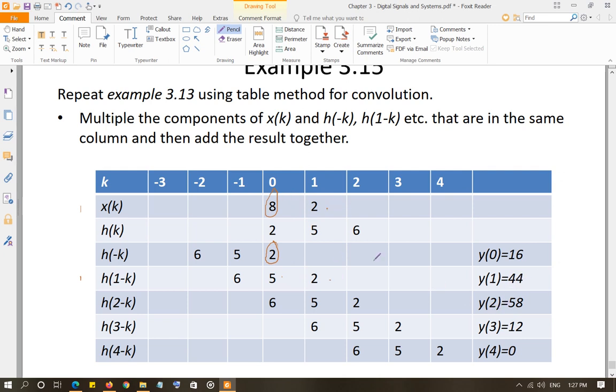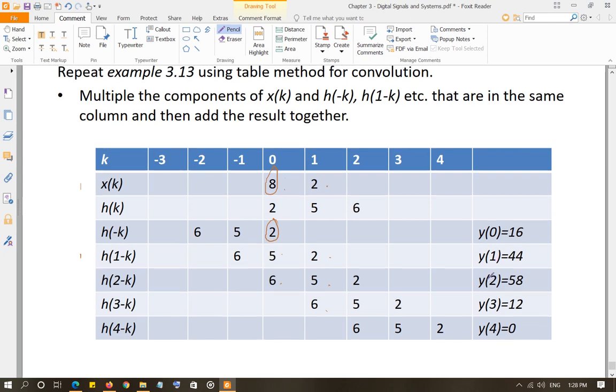The result will be 44. Once again, you shift 6, 5, 2 one more time. Which components are aligned? 6 times 8, 5 times 2. 6 times 8, 48, 5 times 2, 10. 10 plus 48, 58. Again, we shift them one more time, 6, 5, 2. 6 times 2, 12, and those are the only two components aligned, so 12. And then when you shift it one more time, none of the components will be aligned and your result will be 0. So this is digital convolution, and these are the three methods to calculate digital convolution.